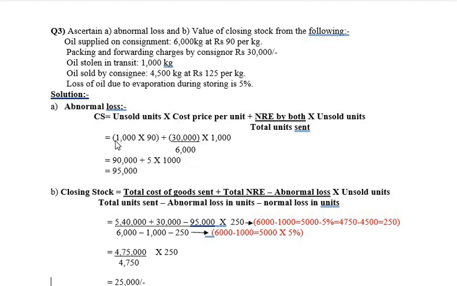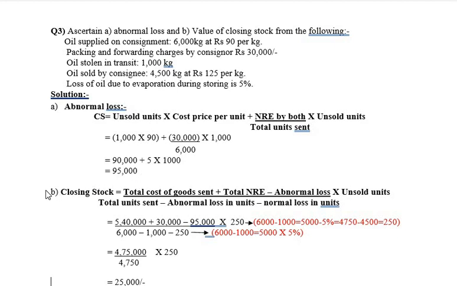Let's simplify this. 1000 into rupees 90 is 90,000, plus 30,000 divided by 6,000, which gives you 5 rupees, multiplied by 1000 units. 5 into 1000 gives you 5000. 90,000 plus 5000 is 95,000. This is the abnormal loss which has been incurred.